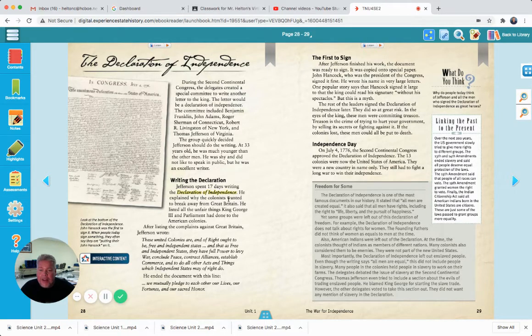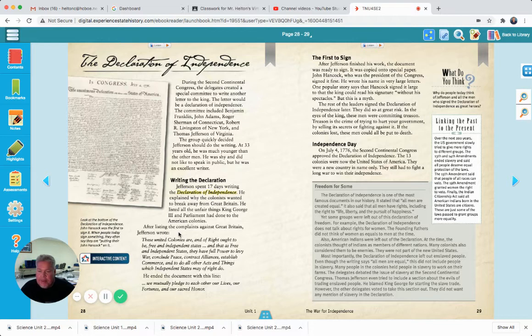He explained why the colonists wanted to break away from Great Britain. He listed all the unfair things that King George III and Parliament had done to the American colonies. After listing the complaints against Great Britain, Jefferson wrote, "These united colonies are, and of right ought to be, free and independent states, and that as free and independent states, they have full power to levy war, conclude peace, contract alliances, establish commerce, and to do all other acts and things which independent states may of right do."